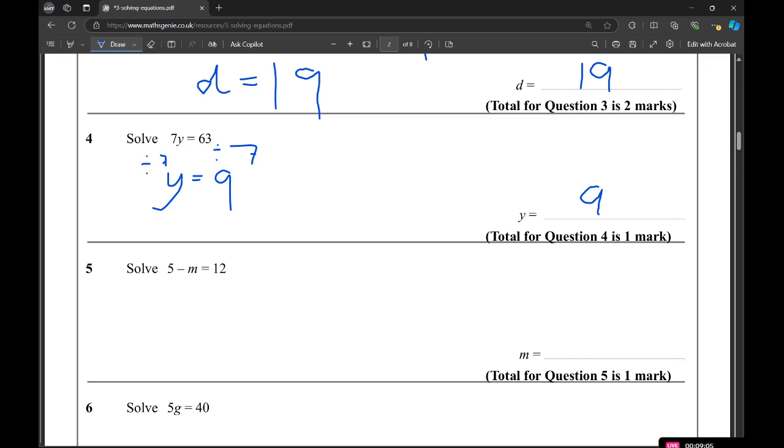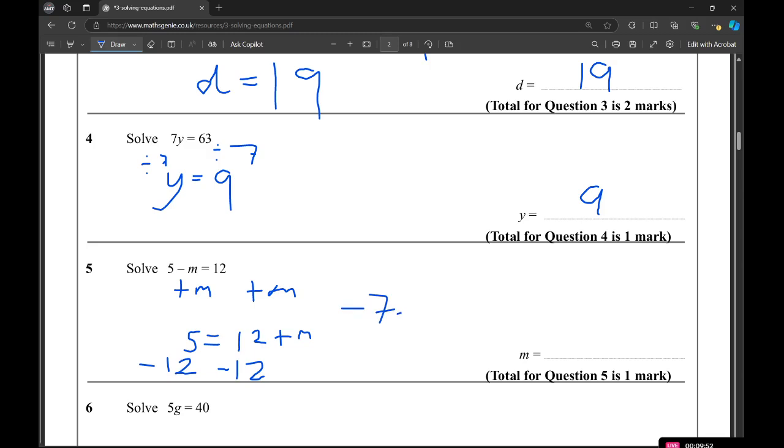Question number 5. Solve 5 minus m equals 12. Step 1 is I'm going to add m to both sides to make the letter positive. So here, guys, I'm going to get 5 equals 12 plus m. The next step, I want to get rid of this plus 12 here. So 5 subtract 12, and we get minus 7.